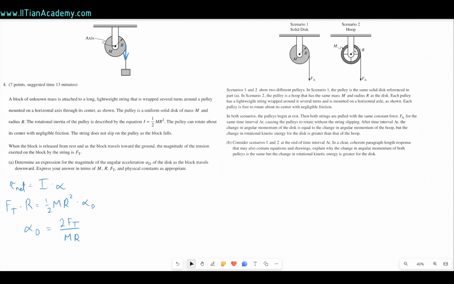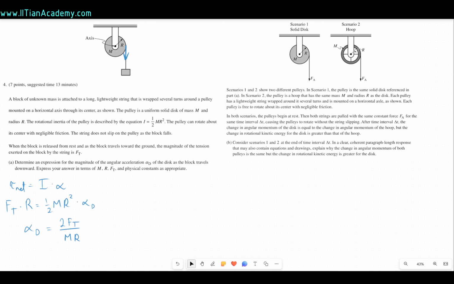So in part B, we have two different pulleys now. In the first scenario, we have the same solid disk as we were using in part A. However, in part 2, we have a hoop, which has the same mass and radius r. Each pulley has a lightweight string, and they're both being pulled with the same force. They're being pulled for some time interval delta t.